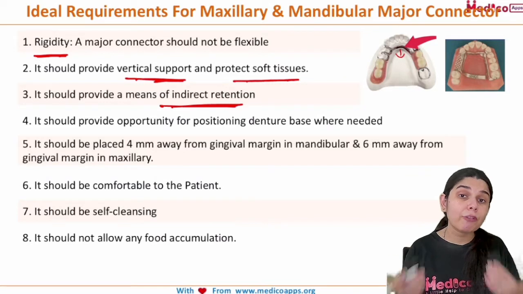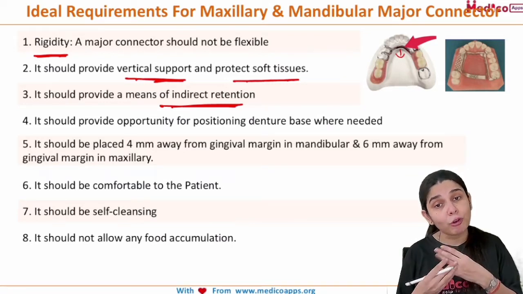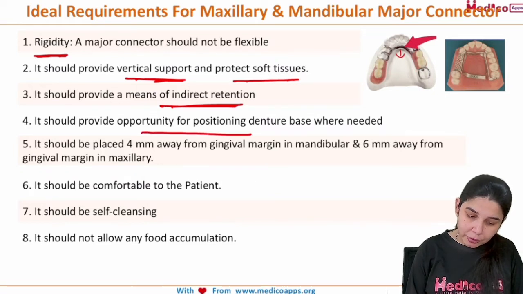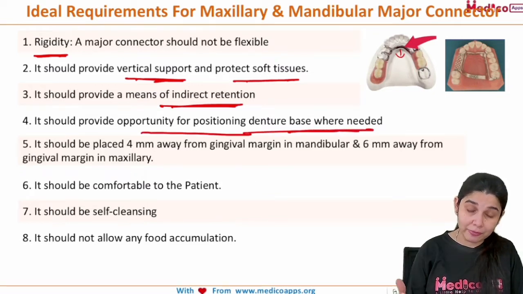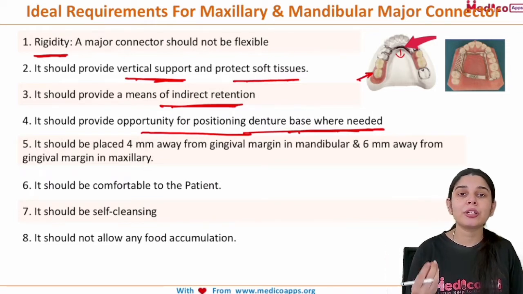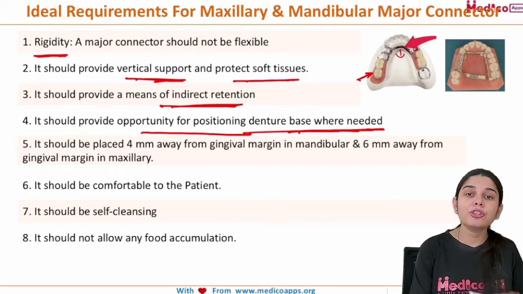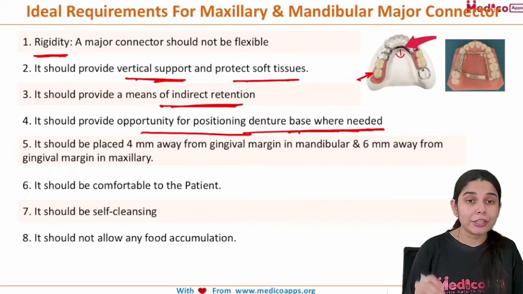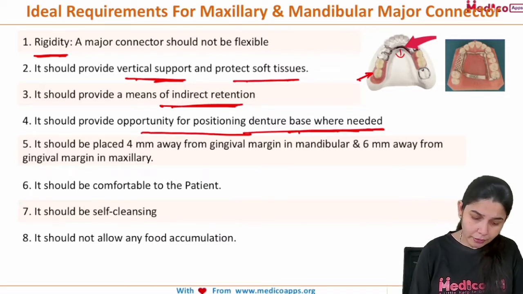Moving ahead with the fourth ideal requirement: it should provide the opportunity for positioning the denture base wherever needed. Wherever the tooth is absent, wherever the patient needs to be given the prosthesis, it should be able to provide the position for that denture base. Moving ahead, another ideal requirement is that it should be 4 mm away from the gingival margin.